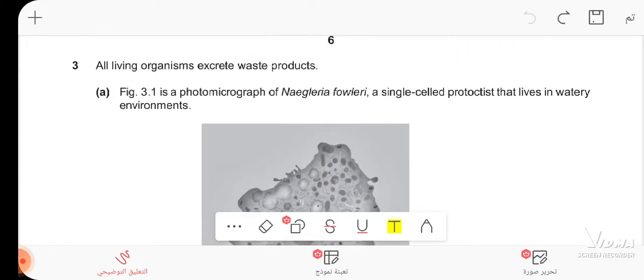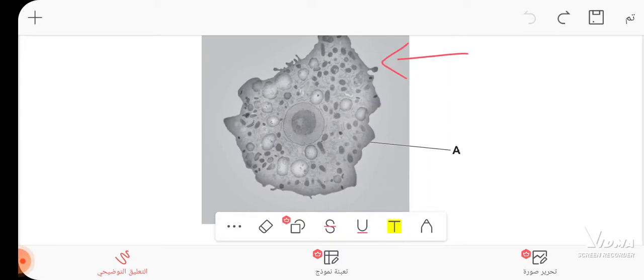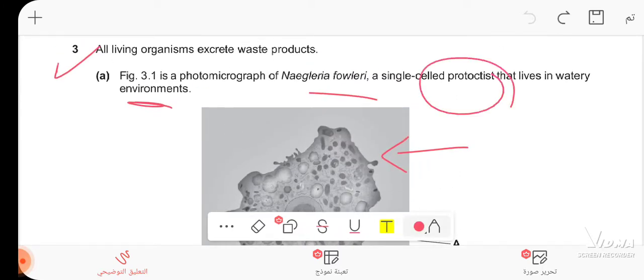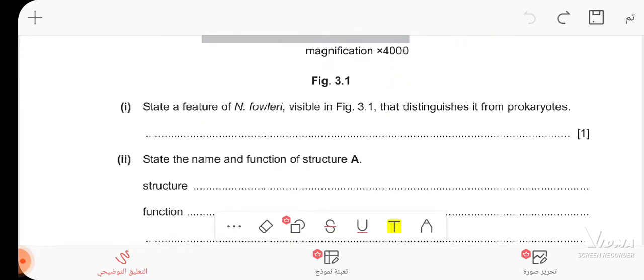Okay. Question number 3. All living organisms excrete waste product. Okay, this is excretion, waste product. Figure 3.1 is a photograph of Naegleria fowleri, a single-celled protist that lives in a water environment. Okay, this organism lived in a watery environment. Wonderful. A single-cell organism from the protista, the third kingdom. We have about 5 kingdoms. Start with animal, plant, protista, fungi, prokaryotes.